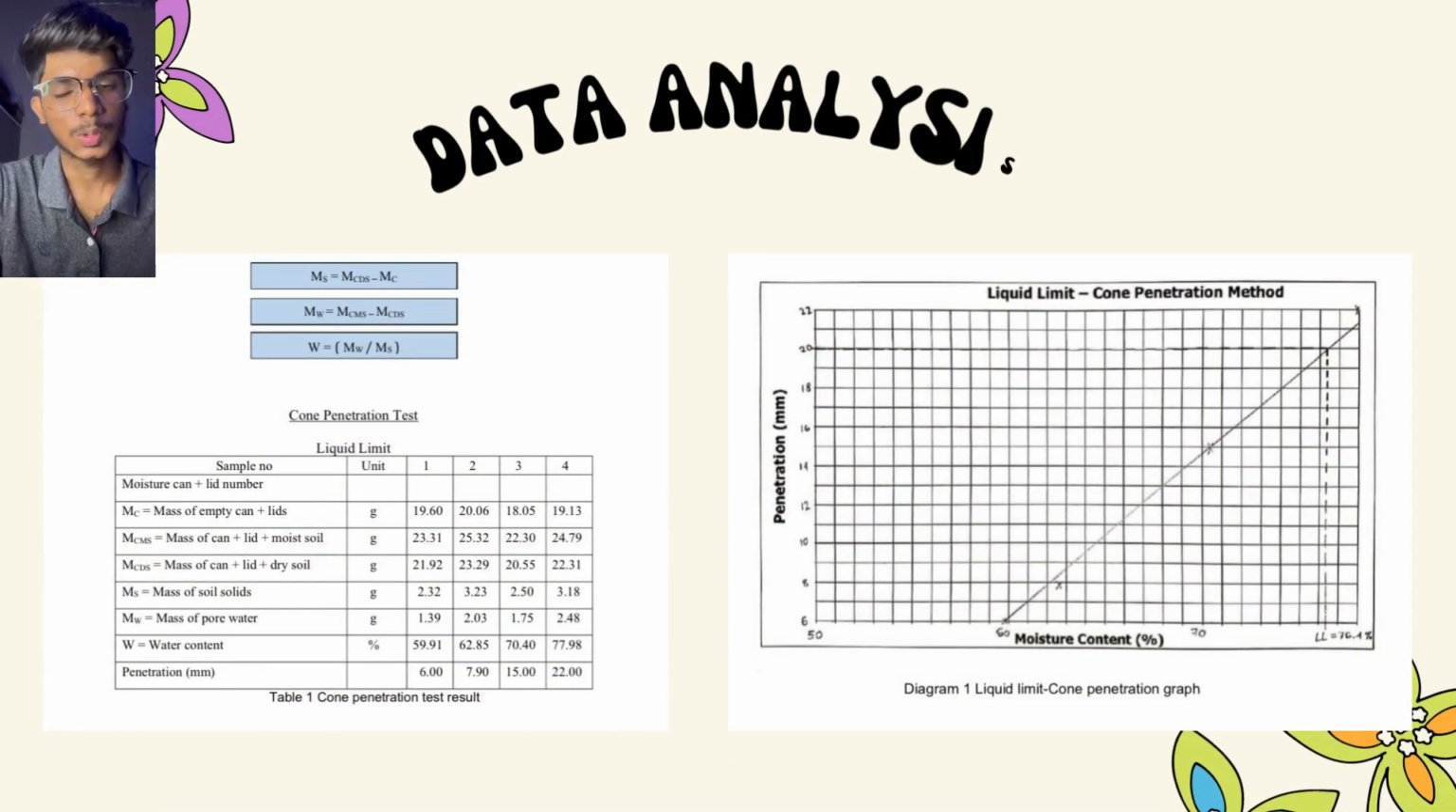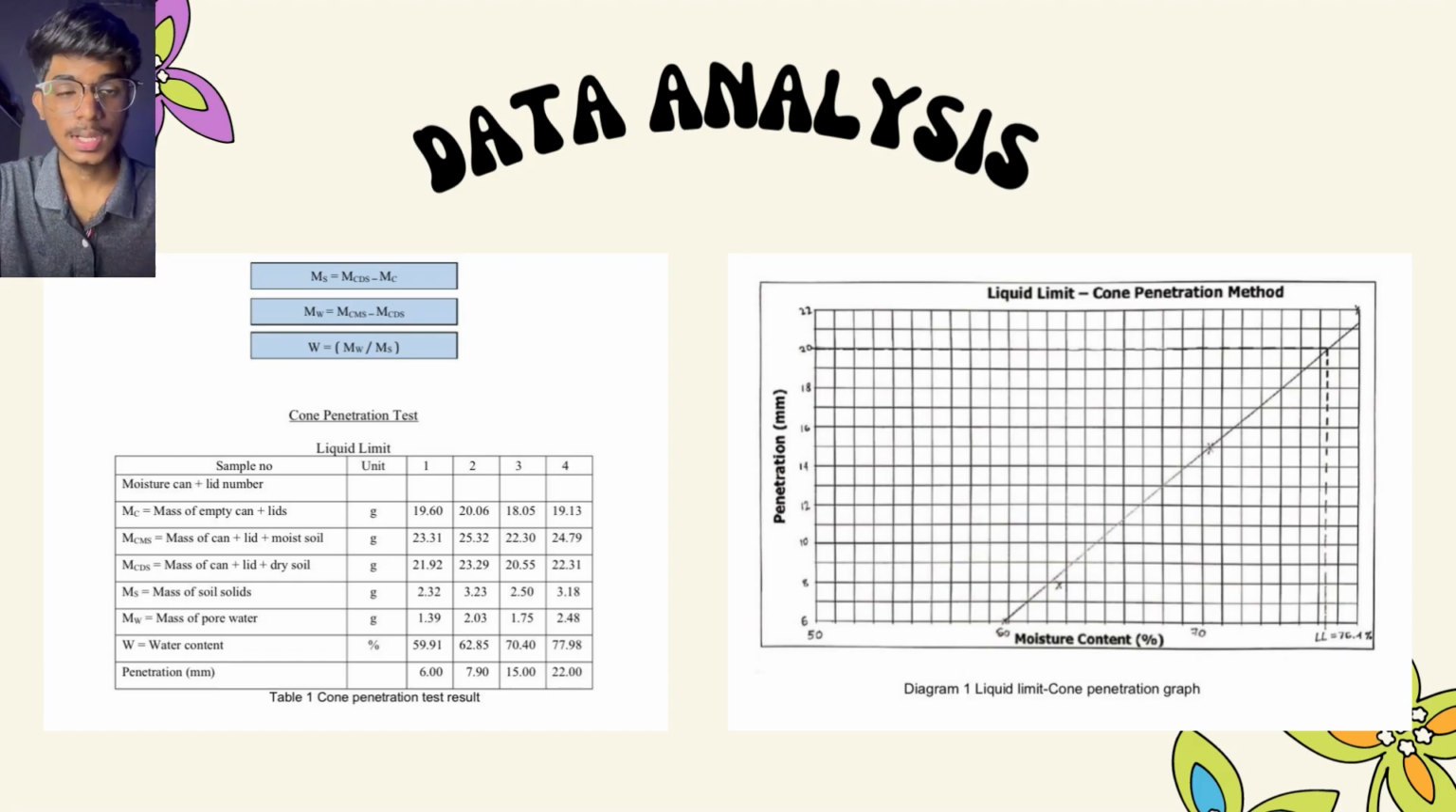Okay, now let's take a look at the data analysis of the cone penetration method in Atterberg limits. Firstly, we just inserted random data and a random graph, which is not related to our particular work, because we haven't done that in real, as it's just a virtual class that is ongoing at the moment. So let's take a look at the formulas and how to calculate the liquid limit.